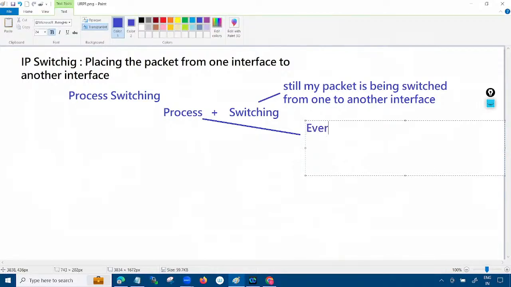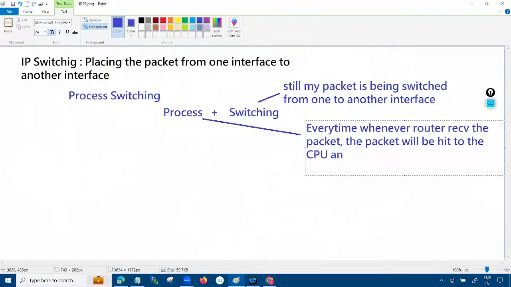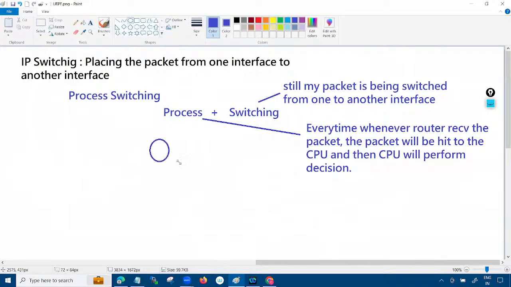Every time the router receives a packet, it will be hit to the CPU, and then the CPU will perform the decision. It means that if you understand this concept, on this router, what happened?